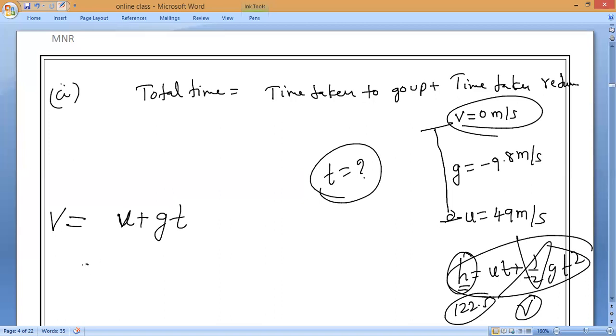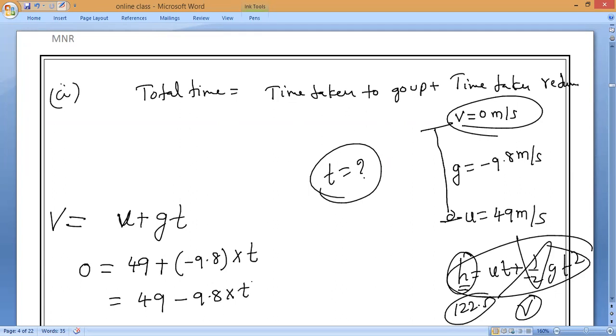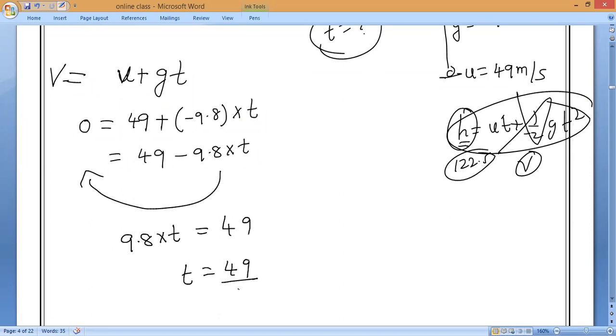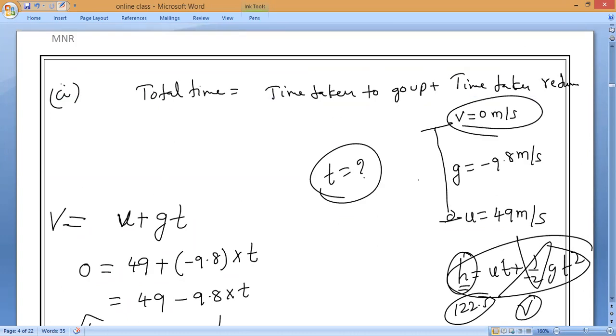So first equation: final velocity is 0, which is equal to initial velocity 49 plus g value minus 9.8 into t. Now, this minus 9.8 into t will come to this side and turn 9.8 into t, which is equal to 49. So now t is equal to 49 divided by 9.8, which if you solve, you will get 5 seconds. So this 5 seconds is only the time taken to go up.